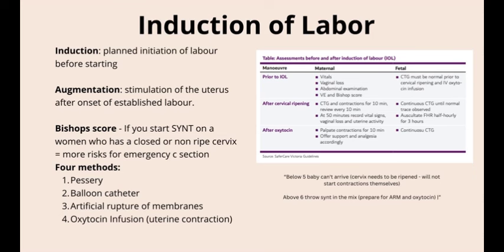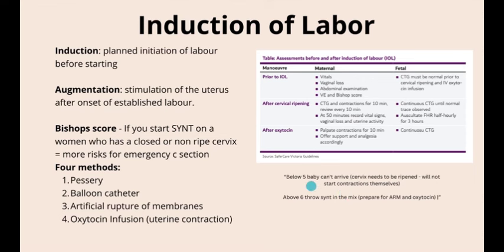Now, we've been told in the past that you don't need to memorize the components of a Bishop score, but it is useful to have like a mnemonic around what the numbers mean. So the mnemonic I've heard is below 5, the baby can't arrive. Above 6, throw Syntocinon in the mix.